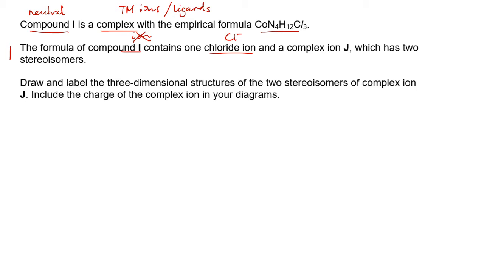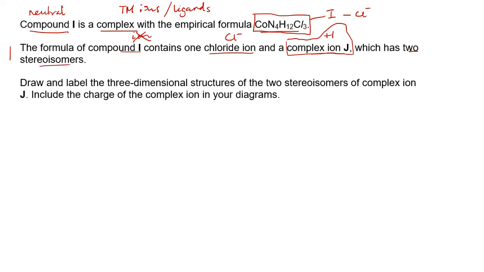So the complex ion, notice now they're calling it a complex ion, and that's J. So this here is I, and that's the whole compound. But the complex ion J is I, not including the chloride ion. So that means it must have a 1+ charge. Because if the compound is neutral and the chloride ion is 1-, then the complex ion J must have a 1+ charge. And by the way, it's got 2 stereoisomers.